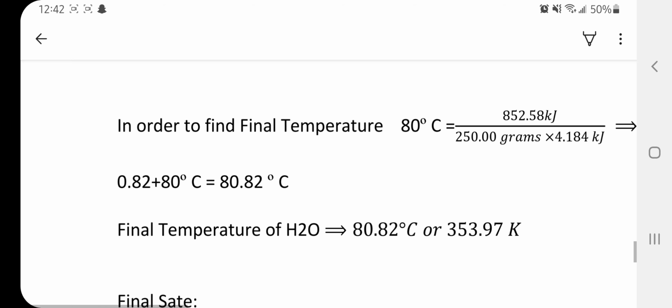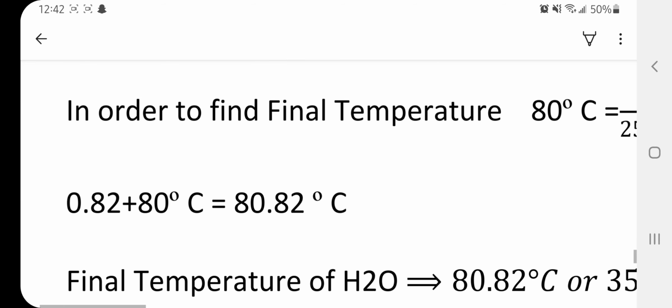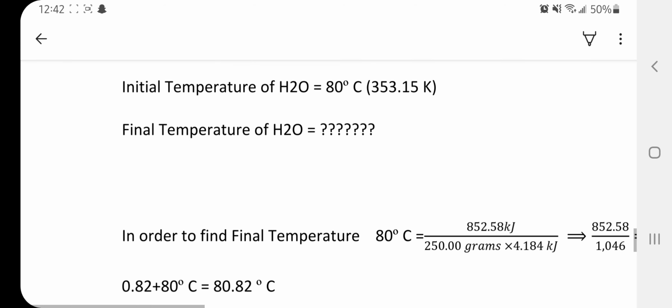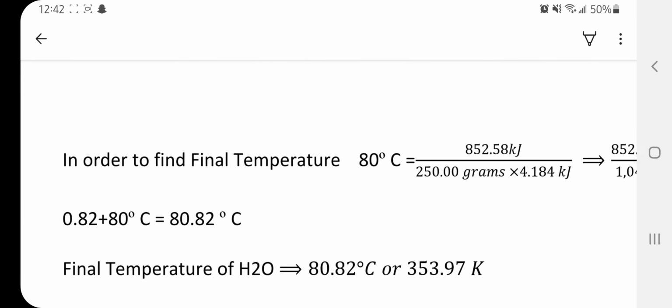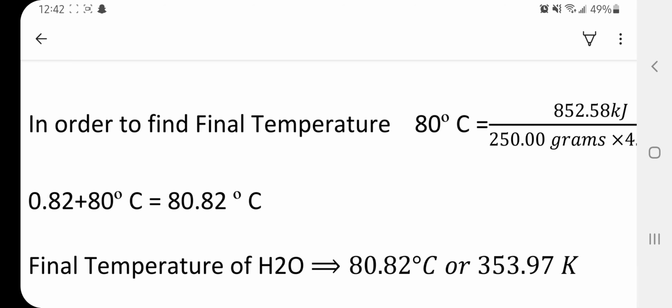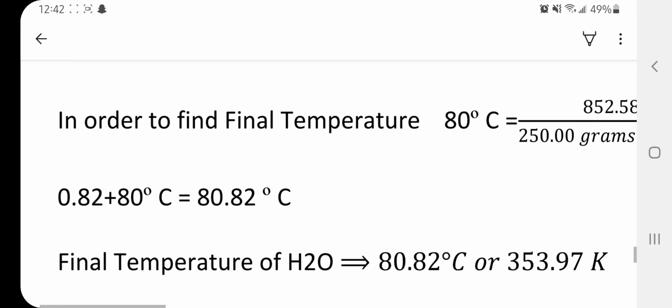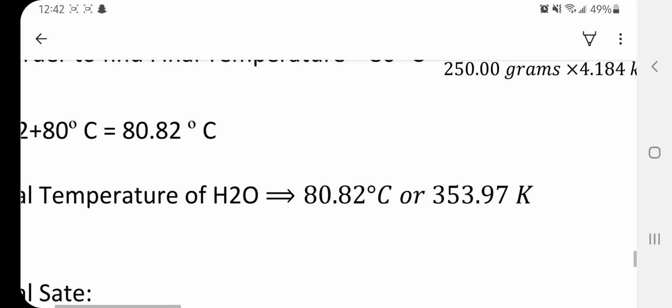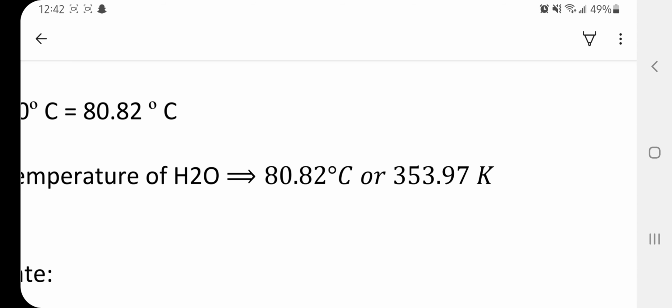Then we take this and we add it to 80 degrees Celsius, which was once again the initial temperature of H2O, and we get 80.82 degrees Celsius. So the final temperature of water is 80.82 Celsius, or 353.97 Kelvin.